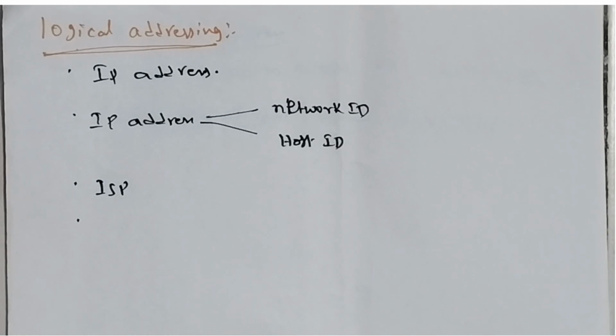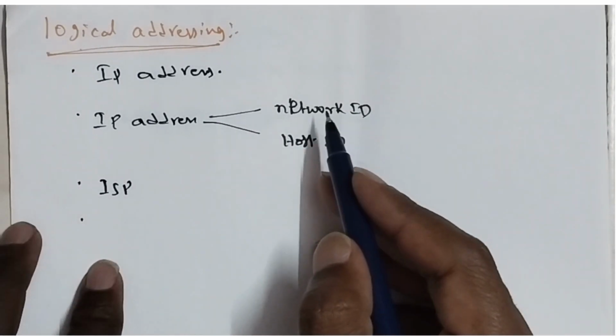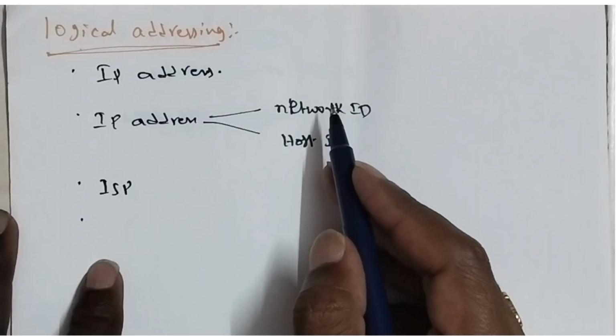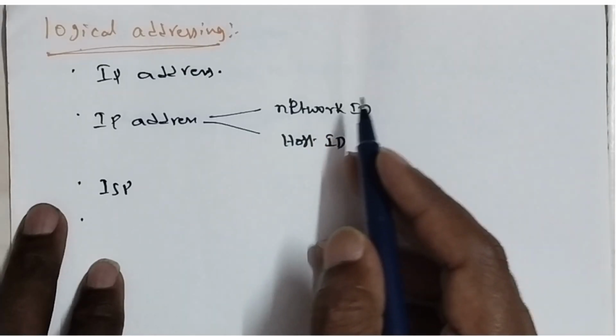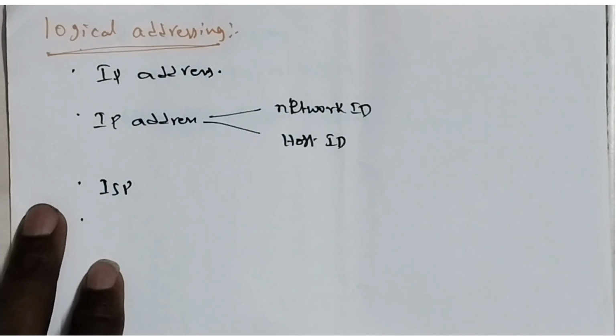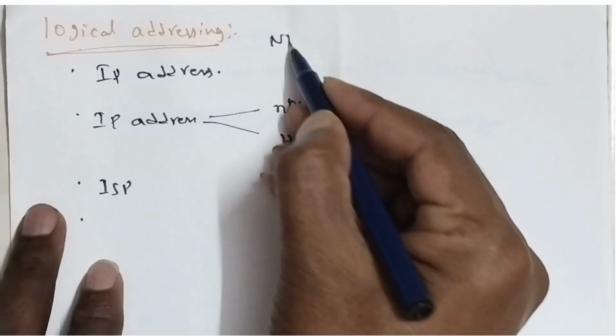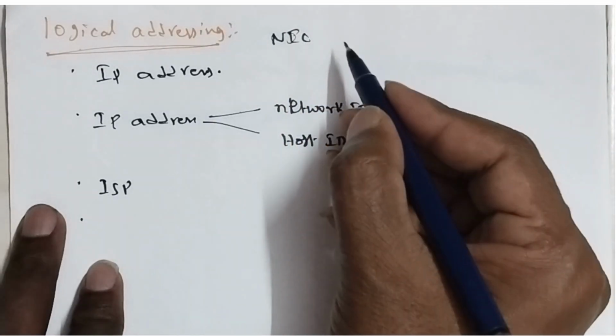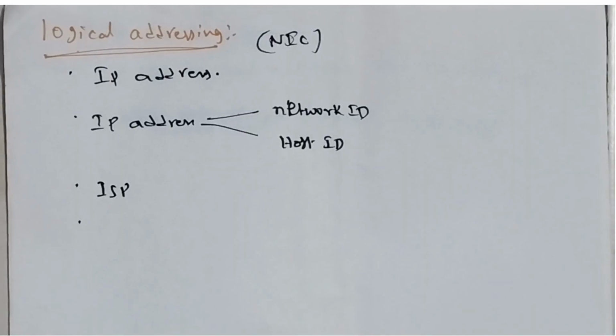Here, logical addressing is nothing but the IP address. An IP address is a logical address assigned to a device on a network, whereas a MAC address is a physical address hard coded into the network interface card, that is, the NIC of a device. A MAC address is a physical address hard coded in the network interface card of a device.